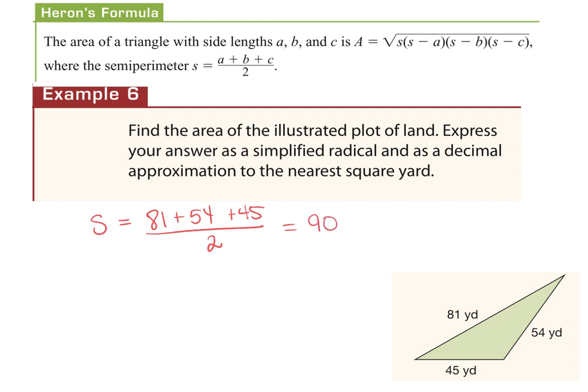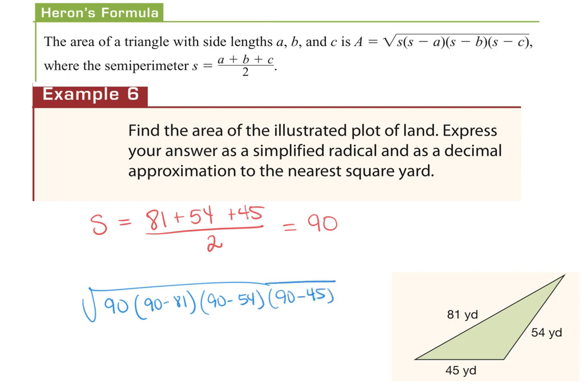All right. Then to find my area, I'm going to just plug that in. I'm going to say 90 times 90 minus 81 times 90 minus 54 times 90 minus 45. All right. That's that right there. You would use a calculator to do all your multiplication, but you're not going to use a calculator to do your root because it's going to give you a decimal, and I need a radical first and then a decimal.